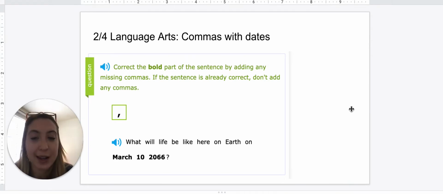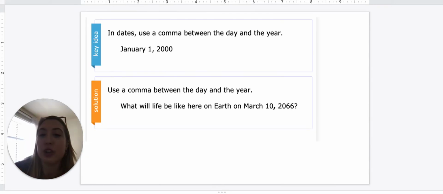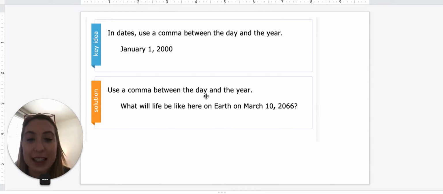So now when you write a date, you're going to need a comma in a certain place. The comma goes between the day and the year. So right here it says March 10th, 2066. I wouldn't put the comma between March and 10, I'd put it between the 10 and 2066. Between the two numbers, it's adding a pause so it doesn't look like one big number. So between the day and the year. This would be what the correct sentence would look like.